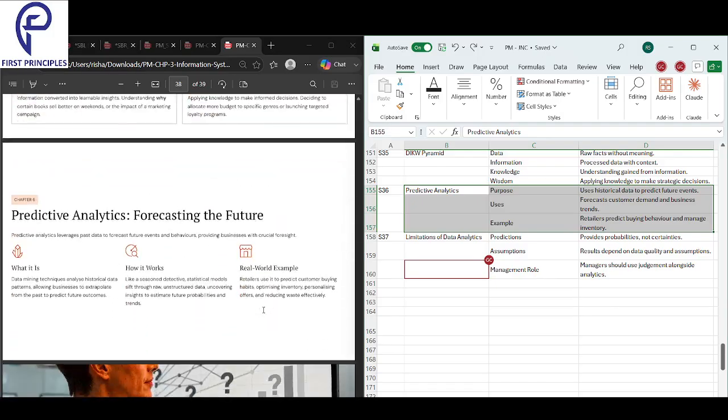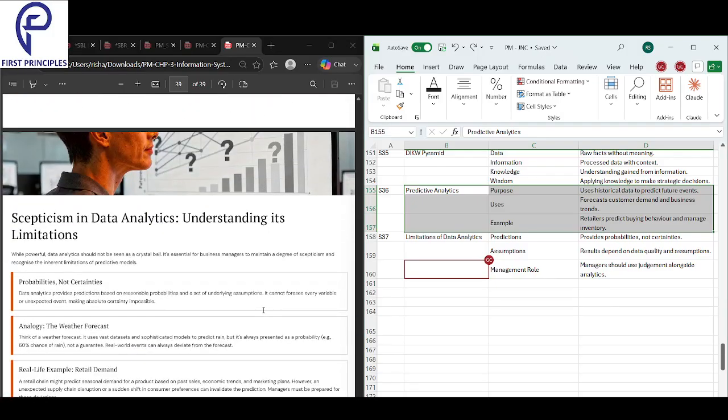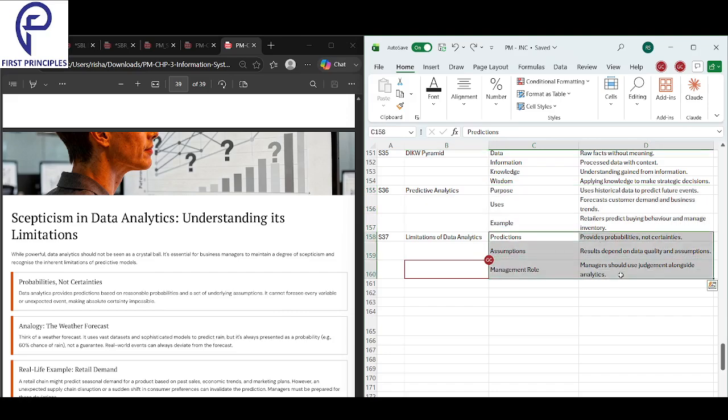Okay. Predictive analysis. Last we have the limitations. What about limitations of data analysis? First of all, it provides probabilities, not certainties. What are the chances of something happening? It will tell you. It does not tell you the certainty. Second, assumptions. The results depend on data quality and assumptions.